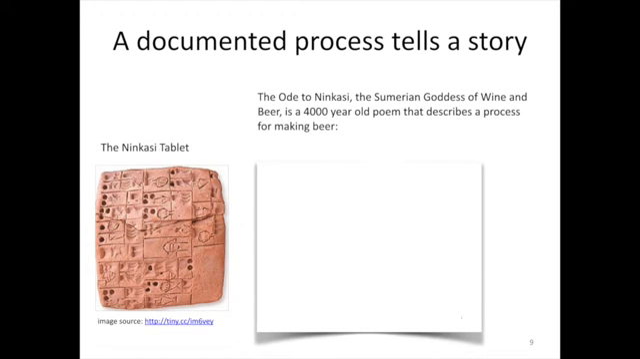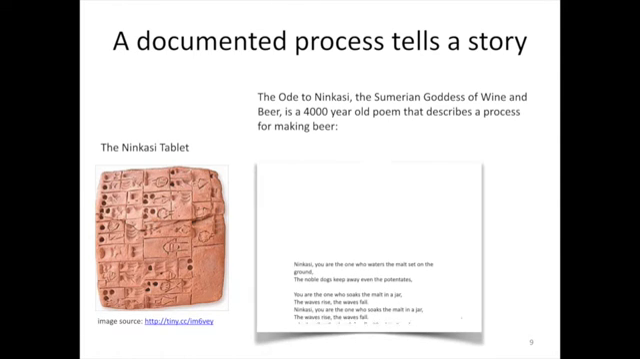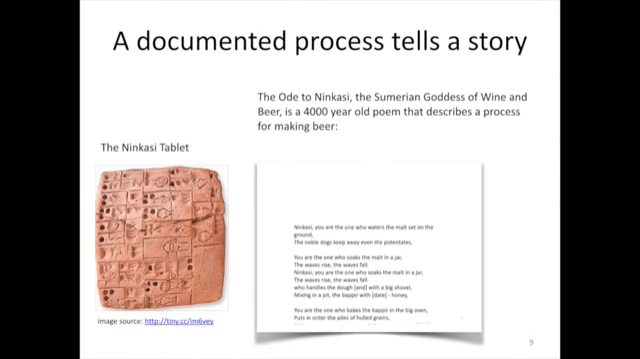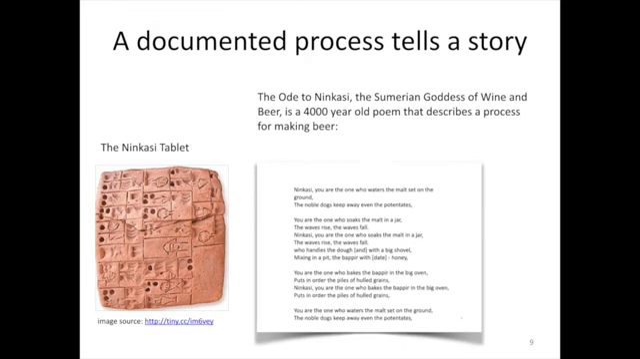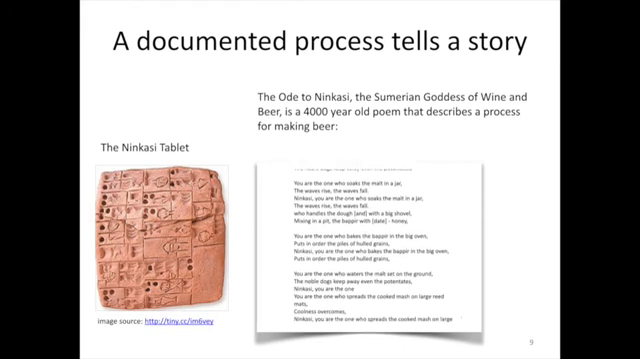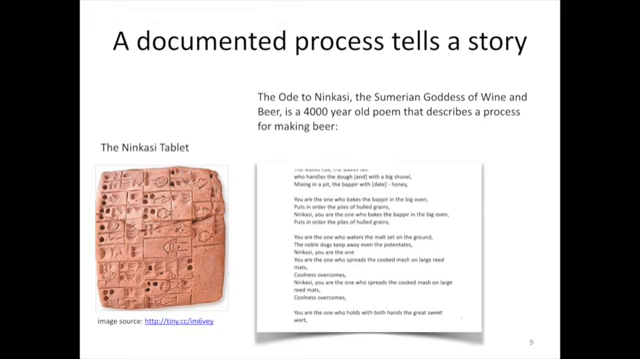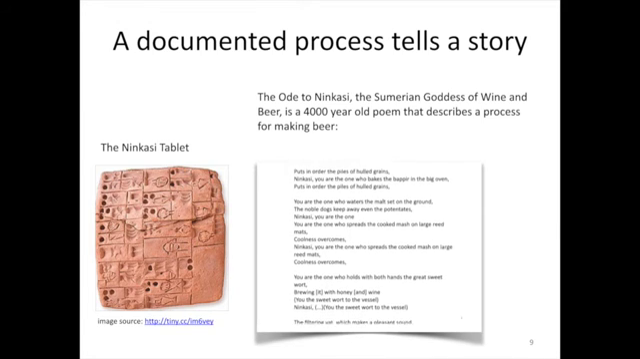One of the earliest documented processes are the instructions for making beer contained in the 4,000-year-old Ode to Ninkasi, the Sumerian goddess of wine and beer. So a process can even be in the form of a poem.